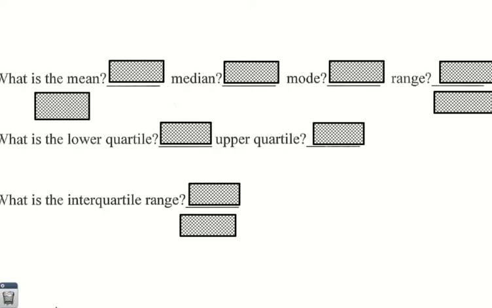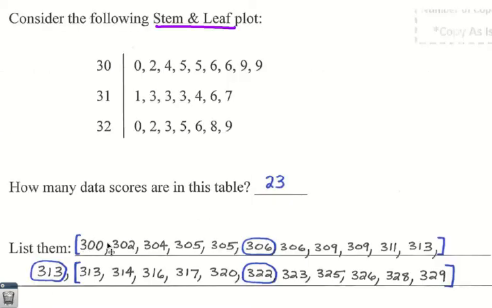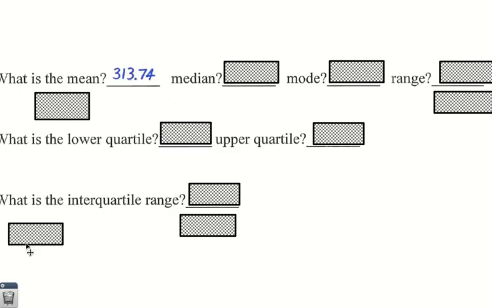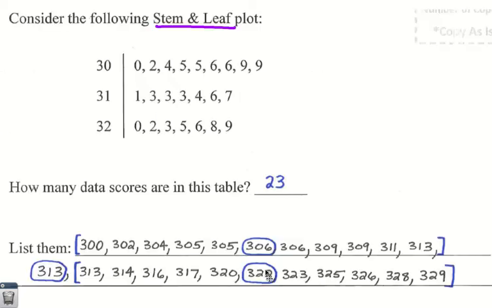This is a callback to section 2.6. We just got done with that section. And the mean is the same as the average. So we would add up all of these numbers and then divide by 23 to get a mean of 313.74. The median, okay, that's where these blue markings start to come into play.